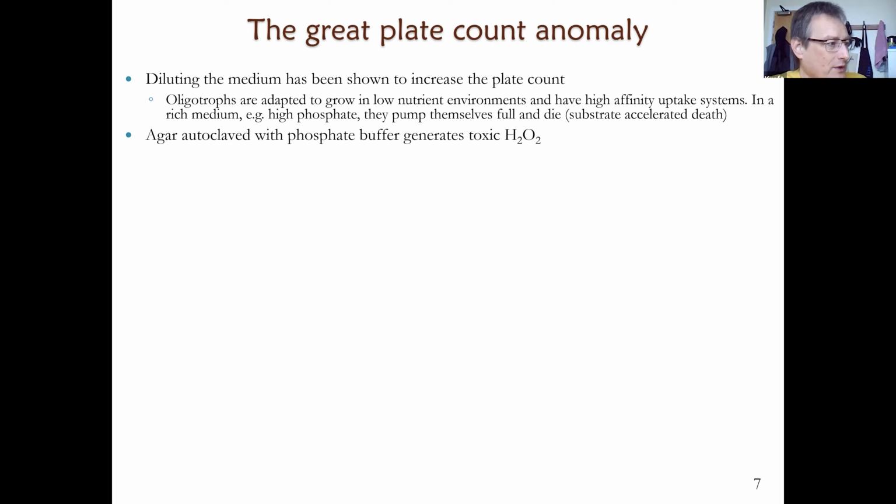Another thing worth knowing is that if you autoclave agar with phosphate buffer, it generates toxic hydrogen peroxide. That has been shown by a Japanese group quite conclusively. You get a higher count from environmental samples if you autoclave the phosphate separately. Also, agar can contain inhibitors of growth, so washing the agar can increase your plate count.